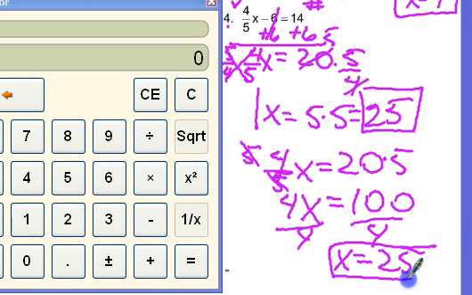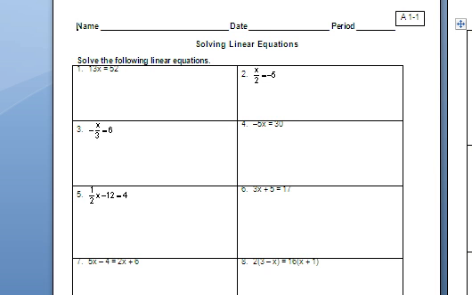So whichever way you're more comfortable with is fine by me. And when you have multiple fractions at once, which we'll look at, you may want to just go ahead and get rid of that 4 anyway. Or get rid of the 5 first anyway. Okay, hope that helped.